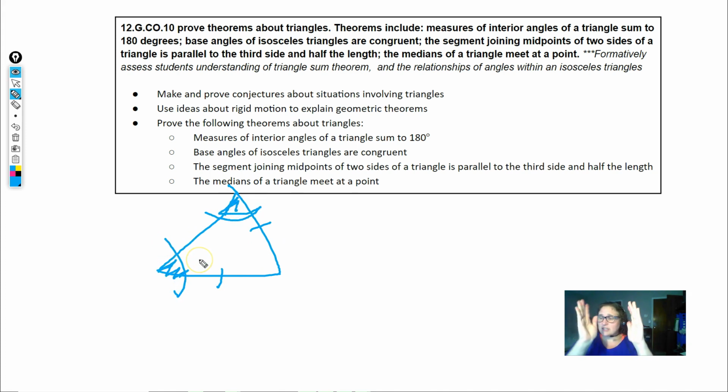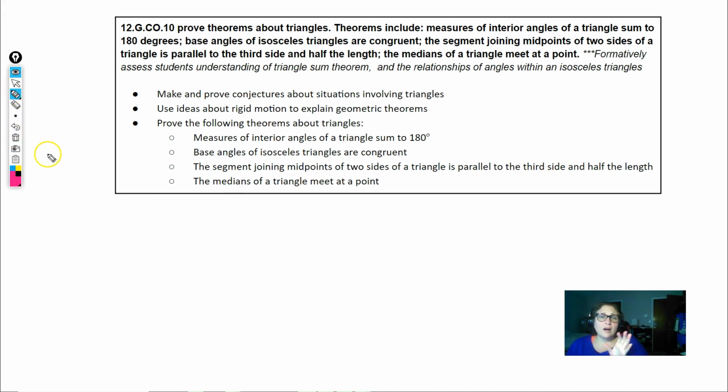Now, I intentionally drew the isosceles triangle tilted because remember, base angles are not always at the bottom. Base angles are the angles that are opposite the congruent sides. So for example, if I go here, this side is congruent, so this is one of my base angles going across. Here's my other base angle going across. So it doesn't always mean the bottom.